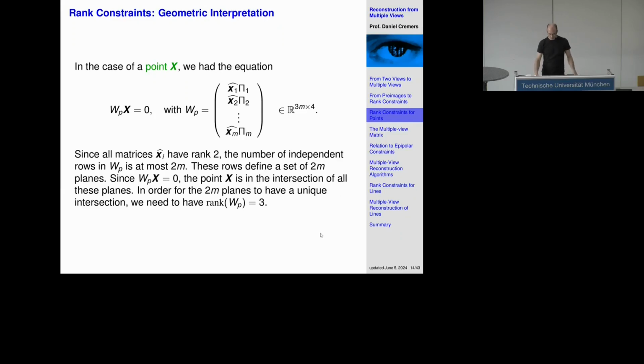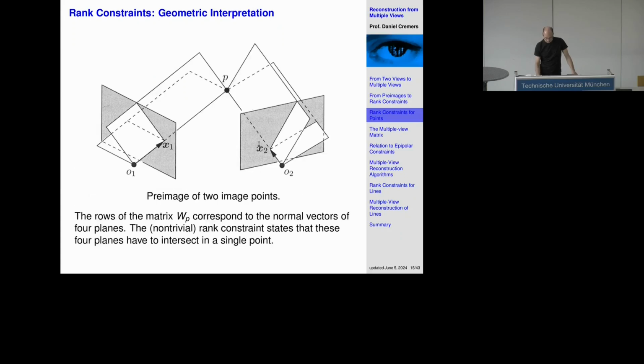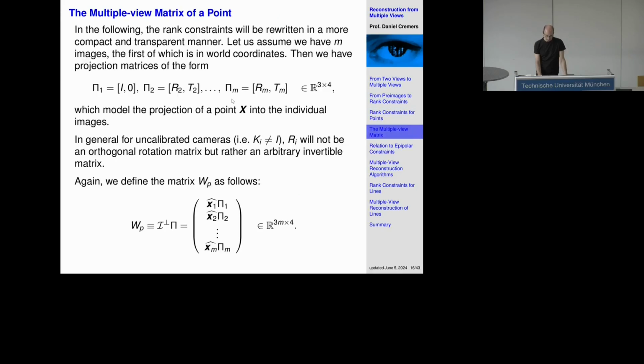We can interpret this constraint geometrically. We can say the point X lives in the null space of this matrix. And basically, if we look at this matrix, it defines a set of planes, in fact 2M planes, I think I mentioned that last time, and the constraint says that the point basically lives in the intersection of all these planes that you see here. So this is the point observed in image 1, this is the point observed in image 2, and this is the geometric interpretation of this rank constraint.